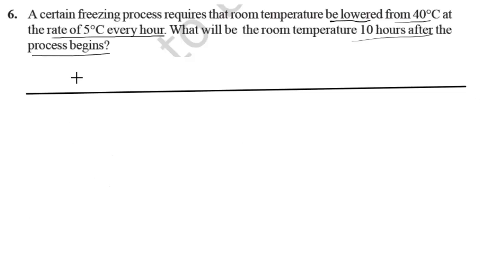Suppose the process started at this point at 12 p.m., and at this time the temperature is 40 degrees Celsius. So at 12 p.m. the temperature is 40 degrees Celsius. After 1 hour, that is 1 p.m., the temperature should be reduced by 5 degrees Celsius. So minus 5, that should be 35 degrees Celsius. In this way, we have to monitor the temperature after 10 hours.